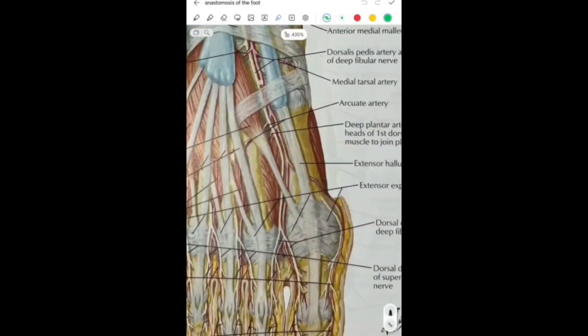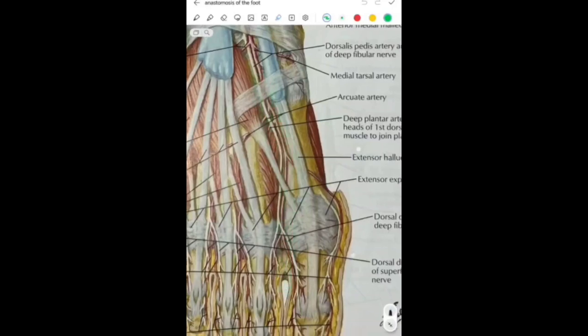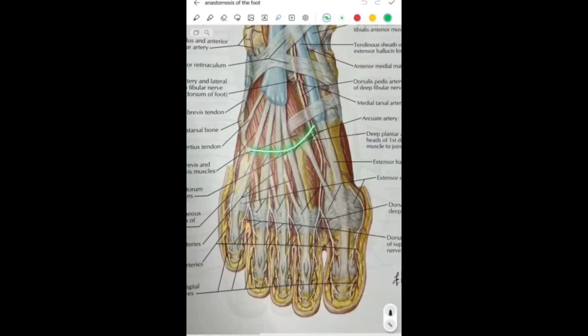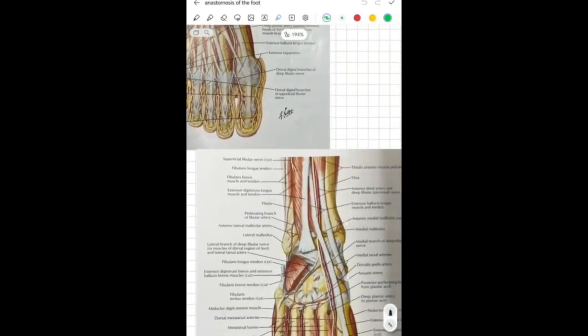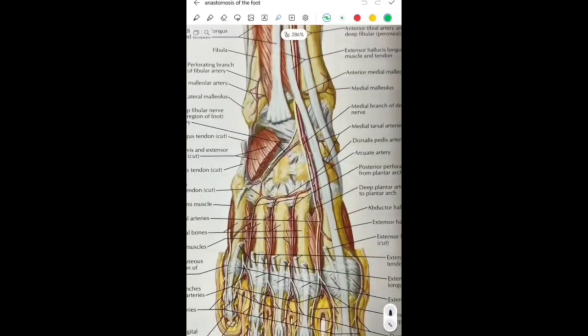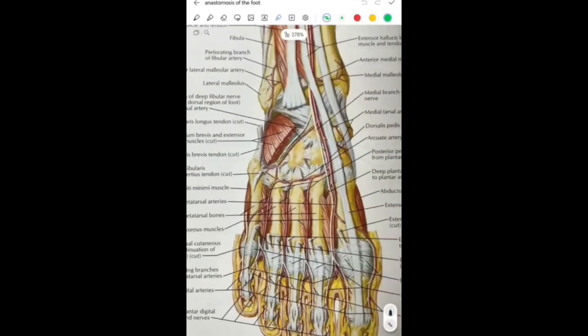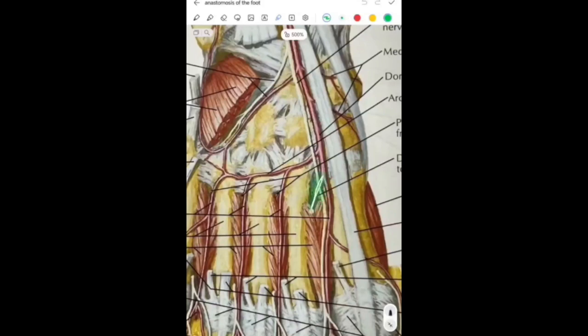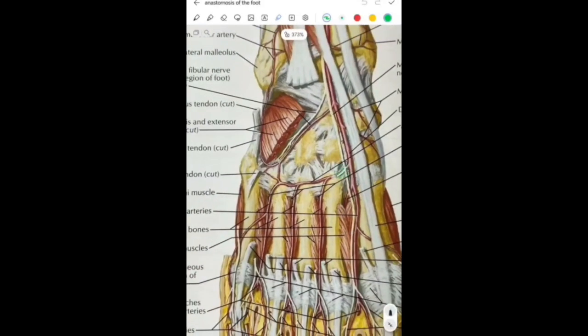The same dorsalis pedis artery will also continue to the first metatarsal bone, so the artery itself will continue to supply blood to the first metatarsal. It will give a deep plantar artery, which will deepen into the sole of the foot, and it will also give the arcuate artery. Now, if we remove some structures, this is more clear. We can see the dorsalis pedis artery passing all the way to the first metatarsal. It also gives this deep plantar artery that is deepening into the sole, and it gives the arcuate artery.